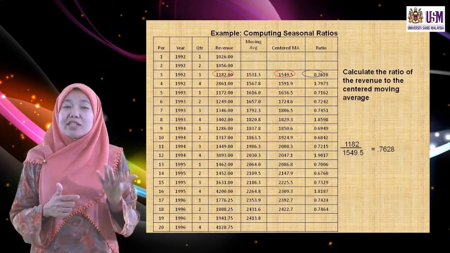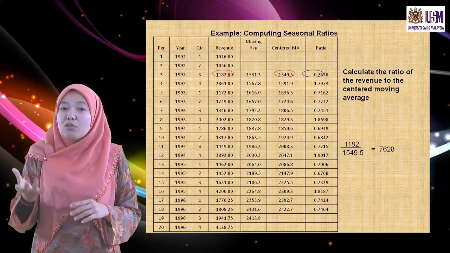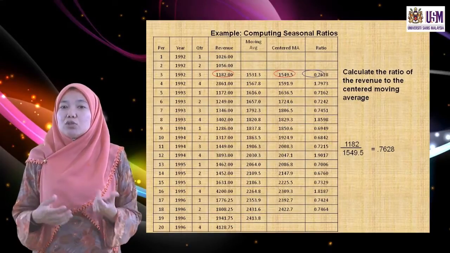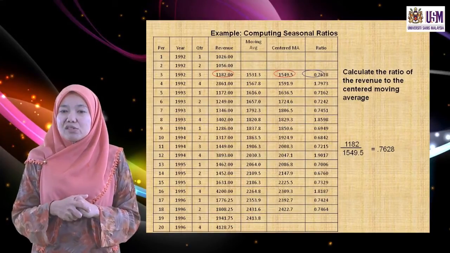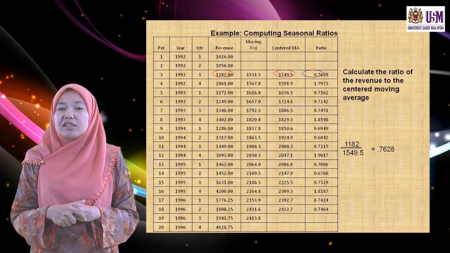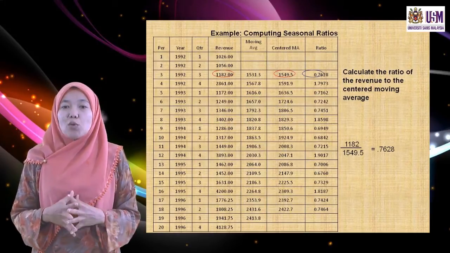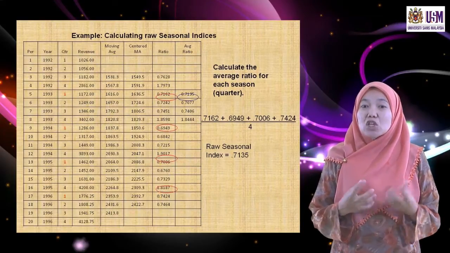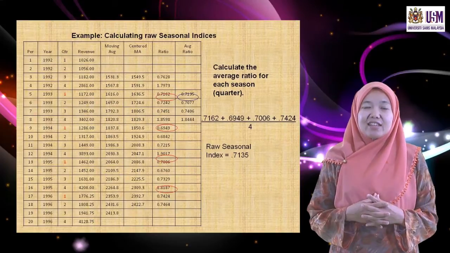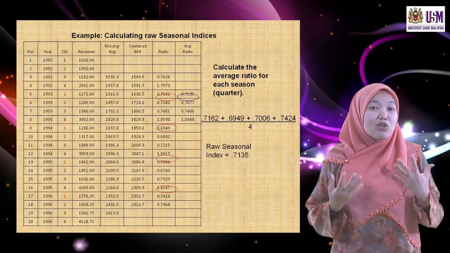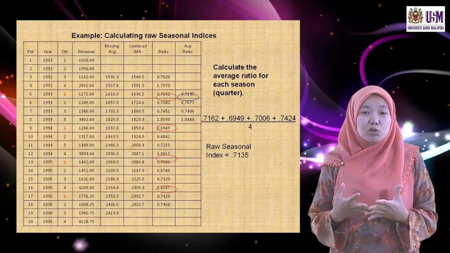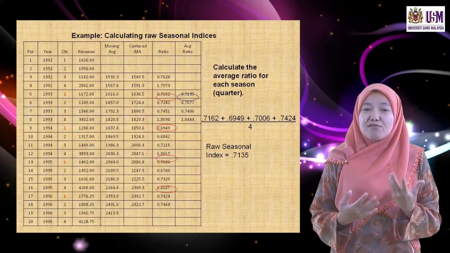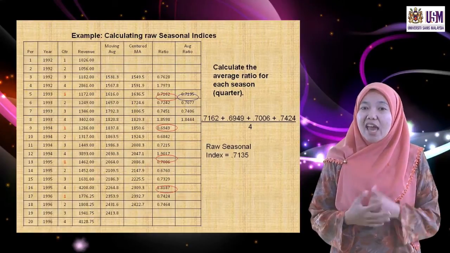You take 2861 divided by the centered moving average of 1591.9, you get a seasonal ratio of 1.7973. And you do the rest of the observations in the same way. In the current step, this is where you calculate your raw seasonal indices. Just now, in the earlier step, what you calculated is just the seasonal ratios. So you do that for all the observations where you have your trend value or your centered moving averages.